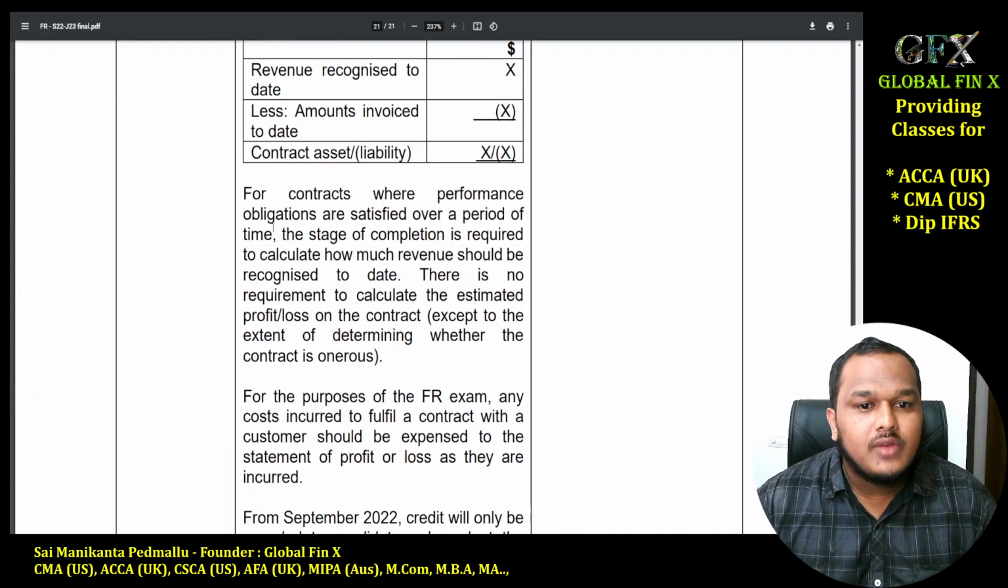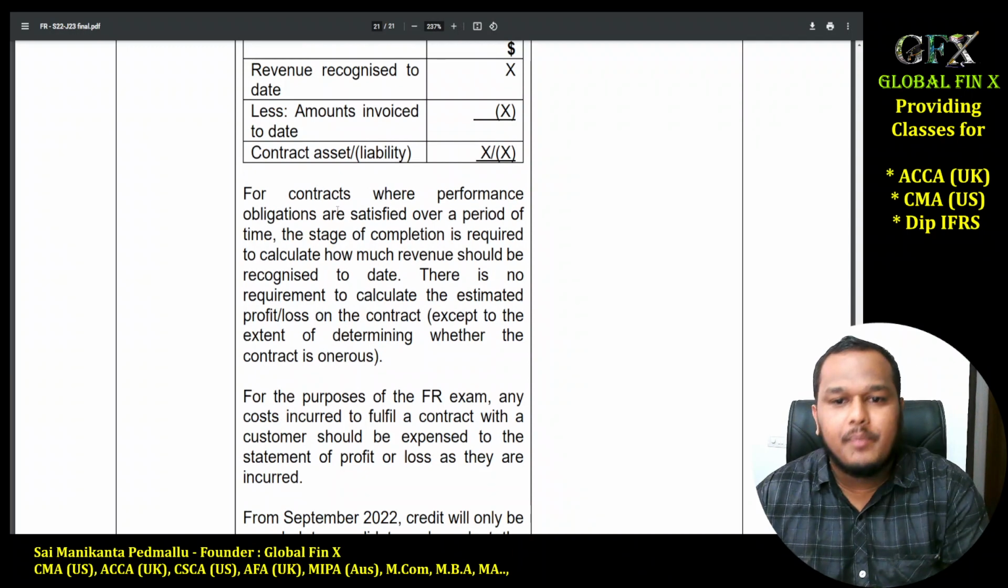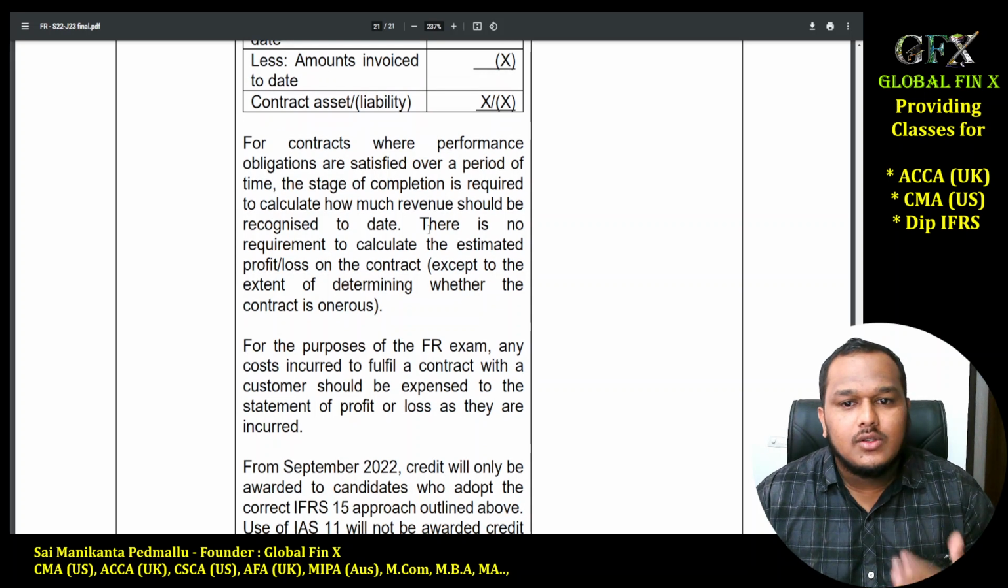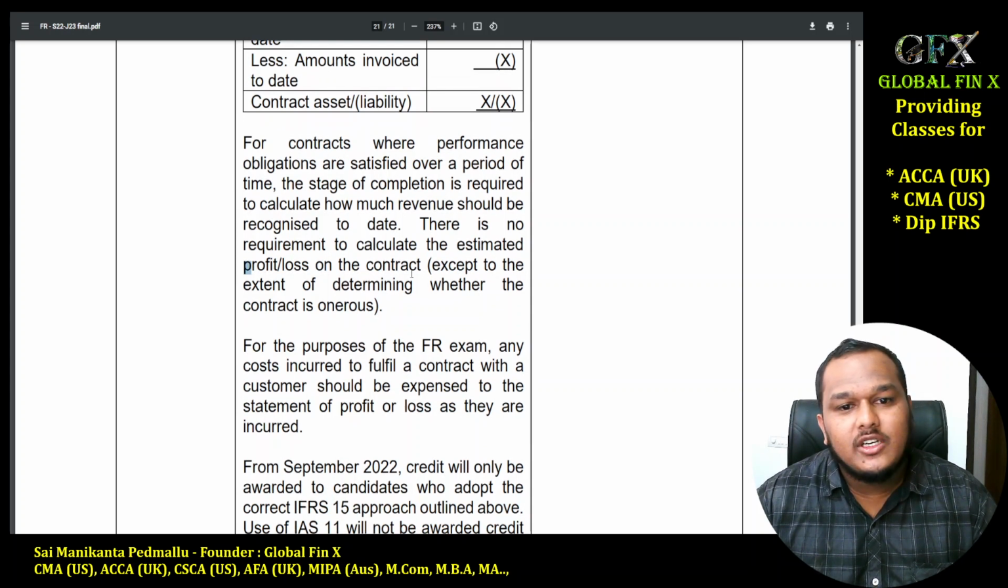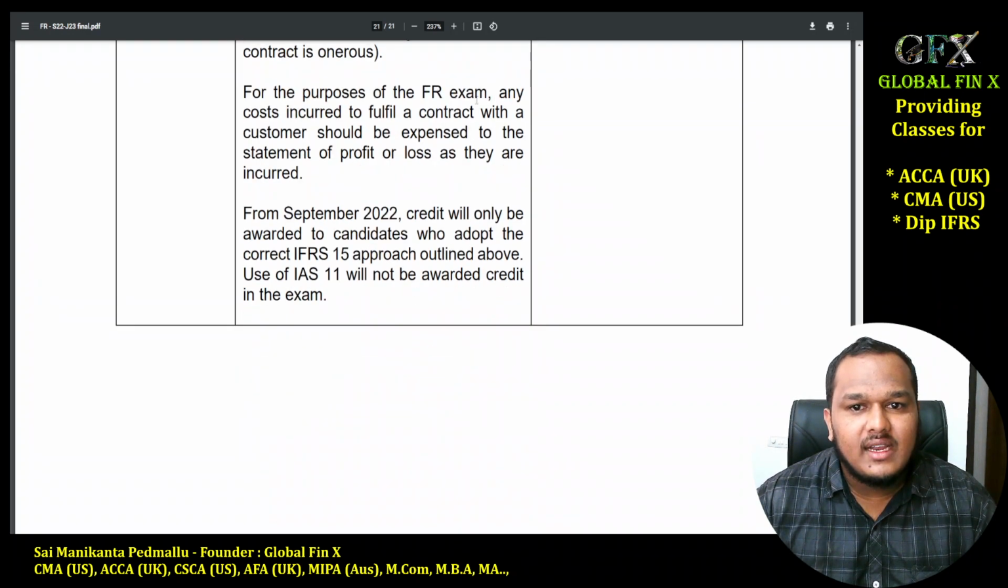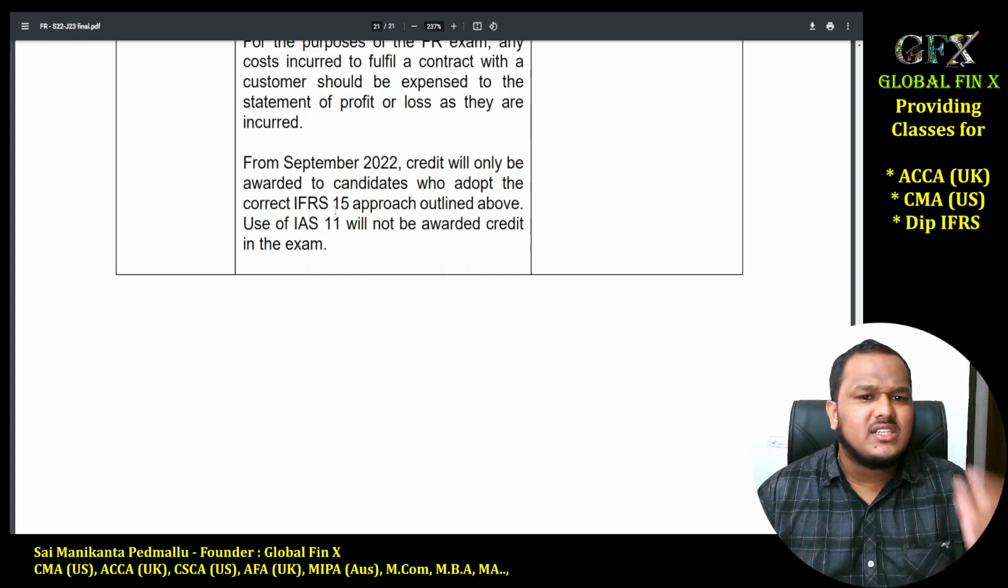Then for contracts where performance obligations are satisfied over a period of time, revenue should be recognized on a percentage of completion basis. There is no requirement to calculate estimated profit or loss on the contract except to determine whether the contract is onerous or not. For the purpose of the FR exam, any cost incurred to fulfil a contract with a customer should be expensed to the P&L as and when they are incurred. These are all clarifications given to you.